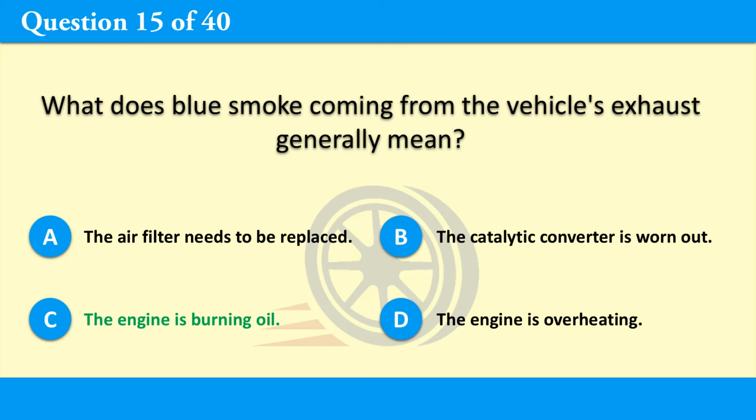Correct answer, C. The engine is burning oil. Explanation: a vehicle can give off blue smoke from the exhaust when it is burning oil. Poor maintenance and worn engines are typical causes. This blue smoke is harmful to the environment and may be costly. Drivers should have the vehicle checked by a competent person.